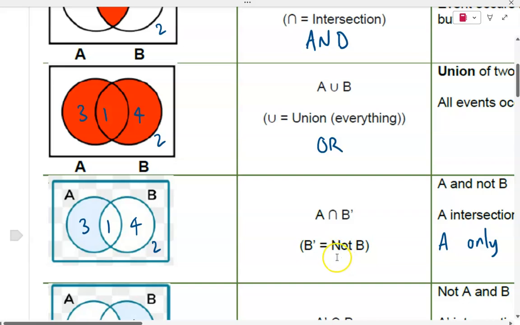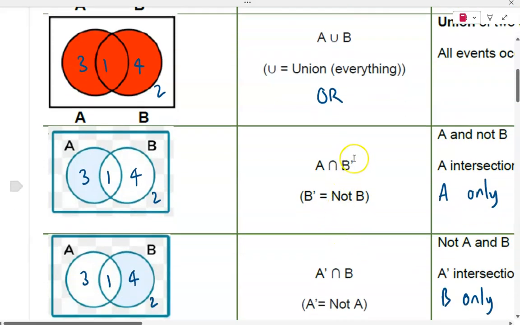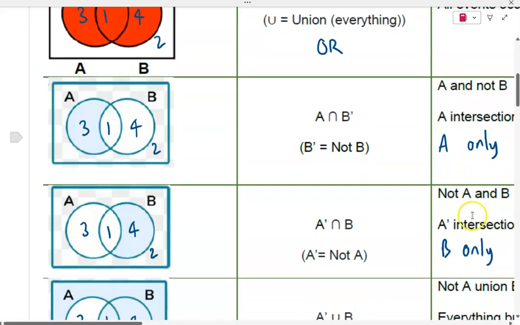This is where it gets tricky though. This little apostrophe means complement, which, to simplify, basically means not, all right? So A and not B. We're basically talking about, as I put here, A only, all right? And similarly, not A and B is just B only, all right? So people that like bananas only, but not the one that also likes apples.